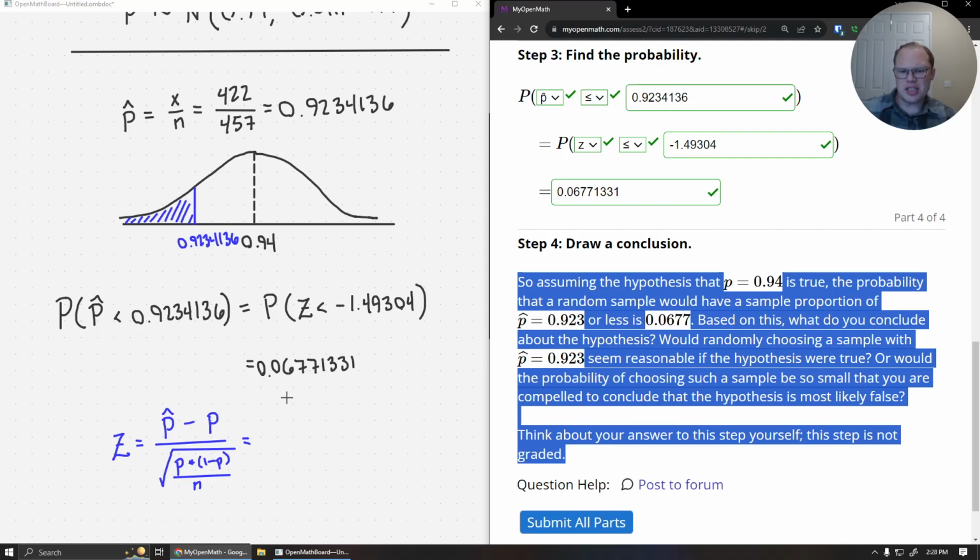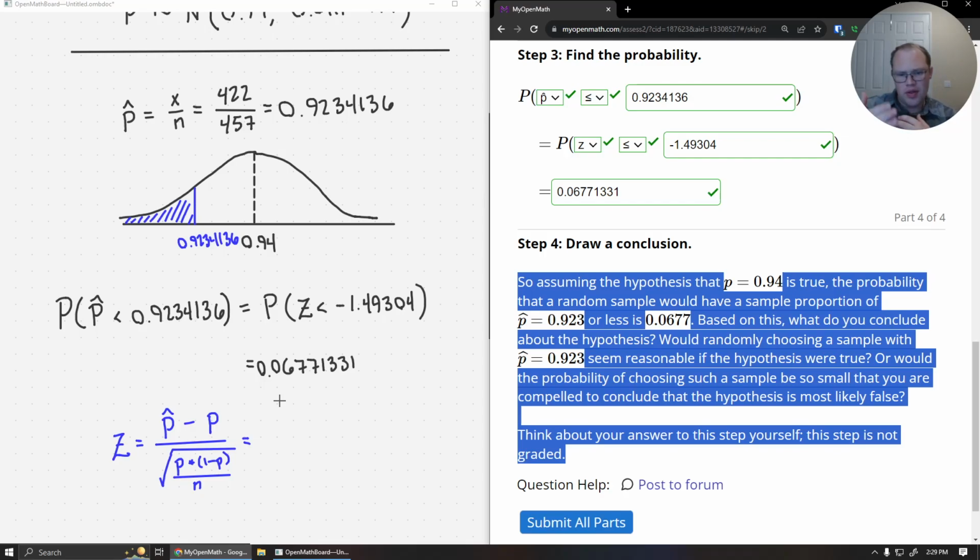Do you feel that this is small enough that you could say, yeah, this is probably false? Or do you feel, well, you know, this may not be small enough to justify that? It is pretty small. Okay? 6.7, 6.8%, that's a small probability. But it's big enough that things like that happen pretty often. Okay, pretty often. It's not that crazy. So it's really up to us.